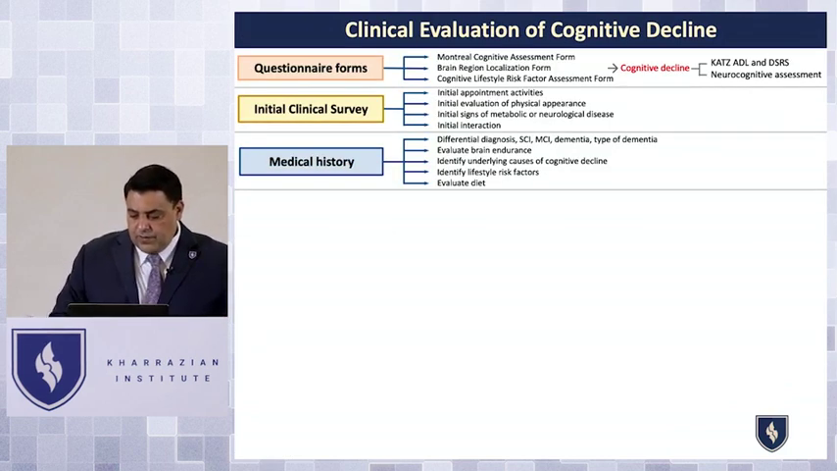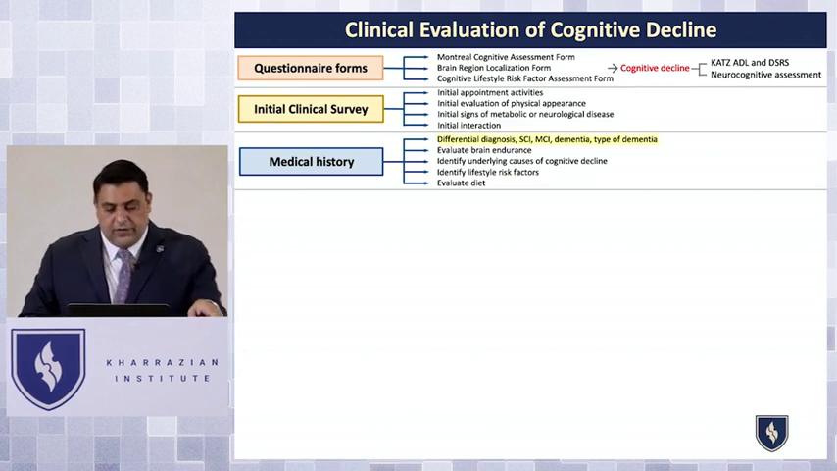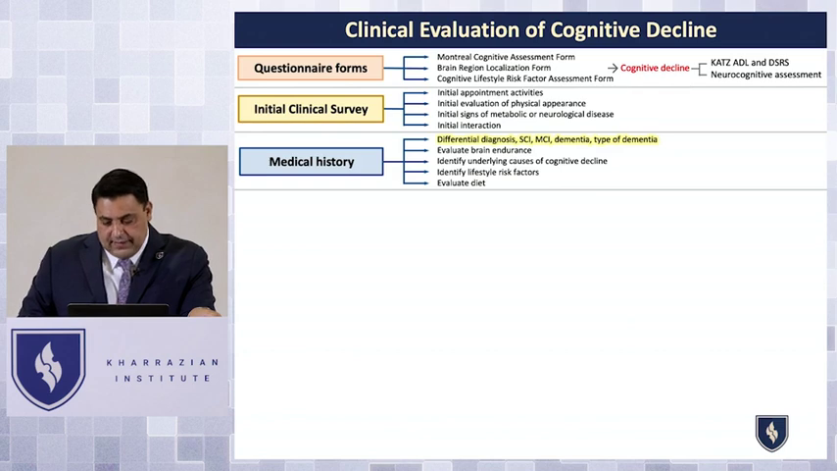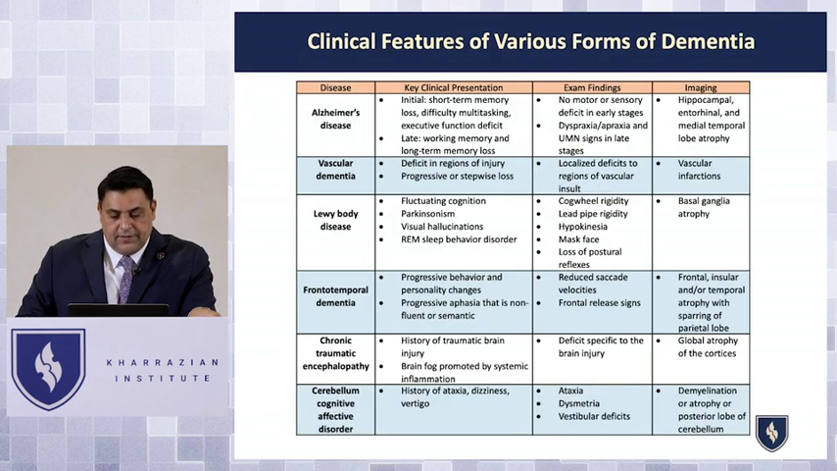Now, as you go into your medical history, let's first talk about differentially diagnosing, especially if they have lost activities of daily living. And this is where you're getting into the different dementias. So remember, you're only worried about dementia if they get to the point where their activities of daily living are becoming impaired. And in this chart, remember the key clinical presentations.